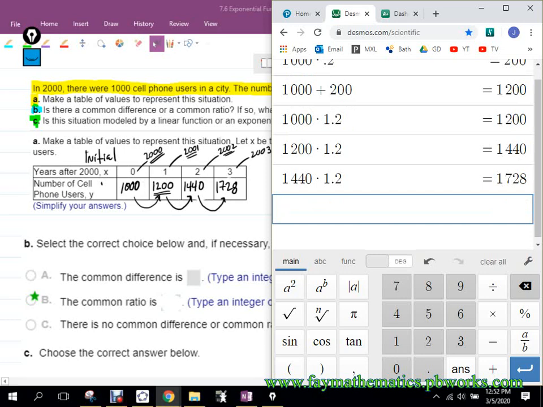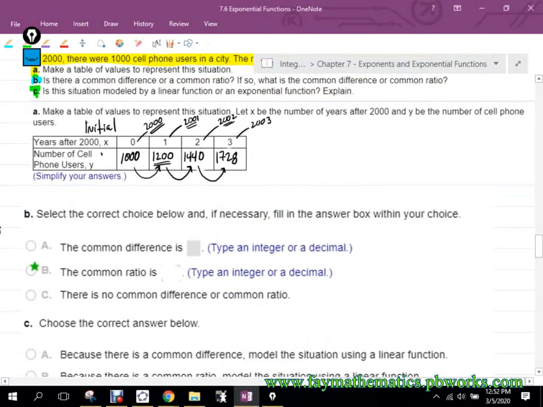Now, the reason I like doing it that way is because it allows me to see that going from the first cell to the second one, I multiplied by 1.2. From the second one to the third one, I multiplied by 1.2. From the third to the fourth one, I multiply by 1.2, right? You guys remember calling that a common ratio yesterday?